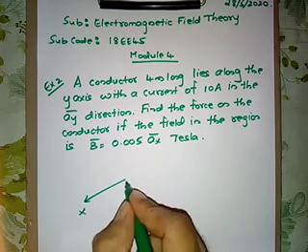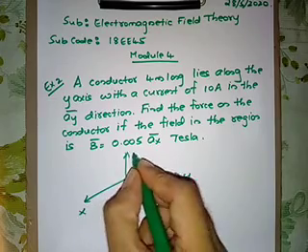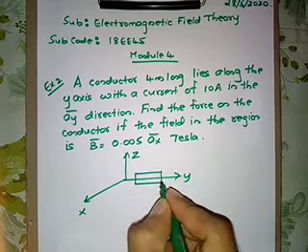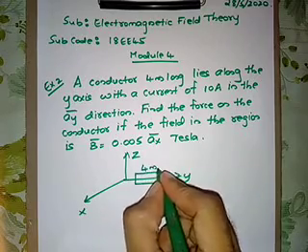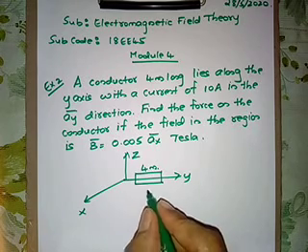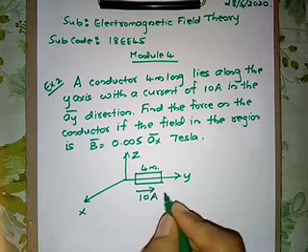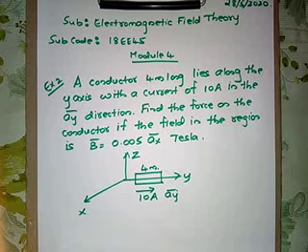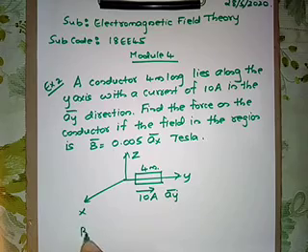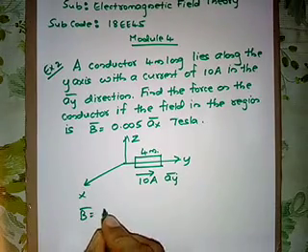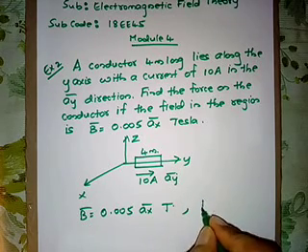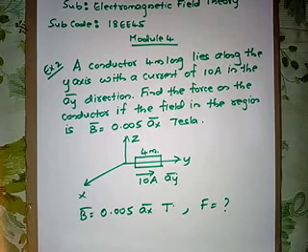So this is X, Y and Z. The conductor is lying along the y-axis and it is 4 meter long. It carries a current of 10 ampere in the AY bar direction. So you have to find the force on the conductor given the magnetic field, B bar equal to 0.005 AX bar Tesla.